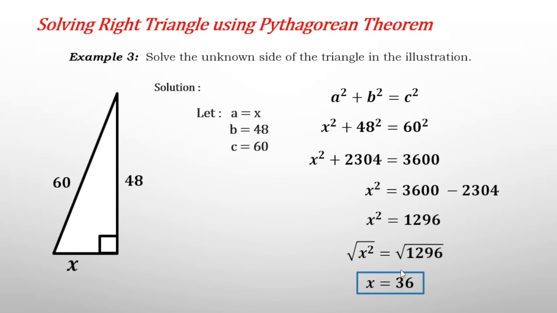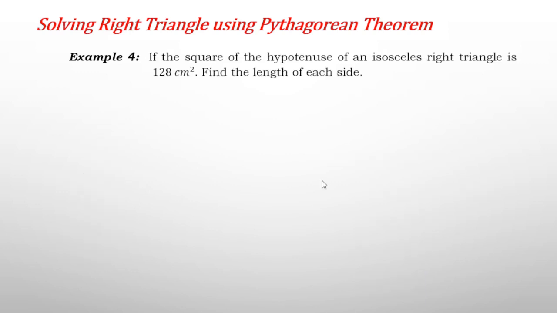Then we can say the measure of the other leg of the right triangle in the illustration is equal to 36. Example number 4.